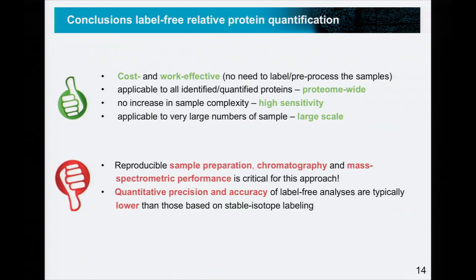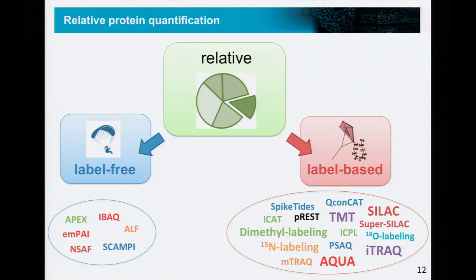The disadvantages is that, what we already said, in label-free quantification, you must be very careful that you are reproducible in all the steps of your workflow, in sample preparation, chromatography, mass spectrometric performance. Any variability here will immediately affect your quantitative output. This is the reason why label-free quantification is typically less precise and less accurate than when you work with stable-isotope labeling. Okay. So now let's have a look at all these label-based approaches.